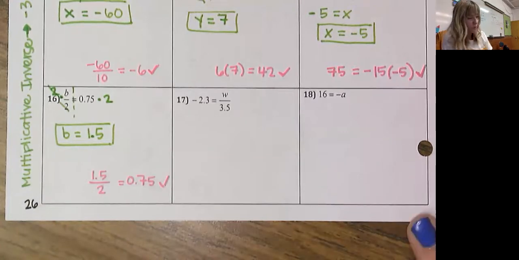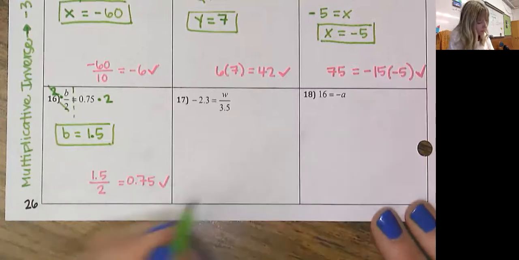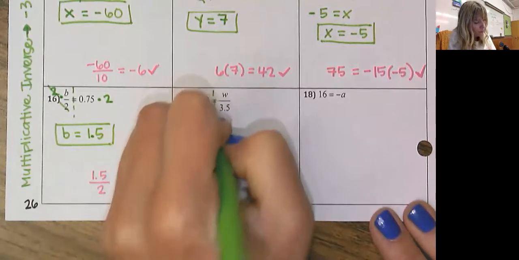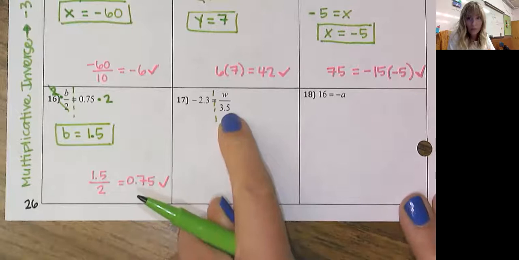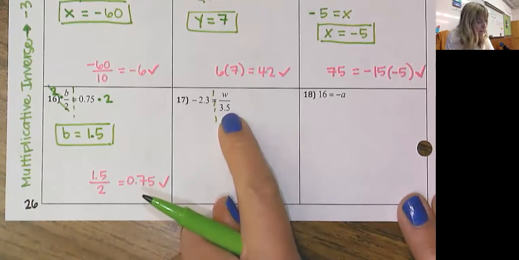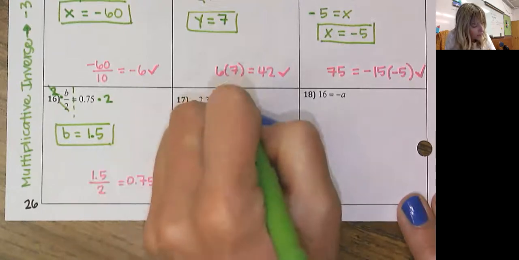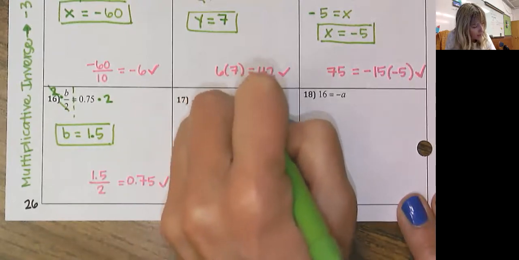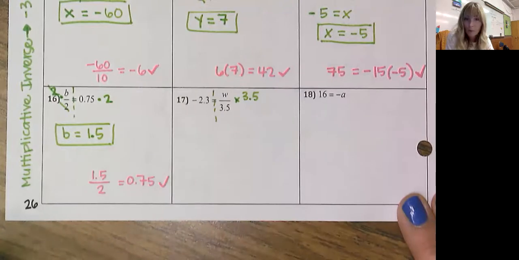Number 17. You can, of course, always pause if you need extra time to write something down. Here's the variable over here on the Penelope side. What are they doing to the variable? They're dividing by 3.5. So I am going to times. You can put a little x if the dot and the decimal throws you off. I'm going to times by 3.5.